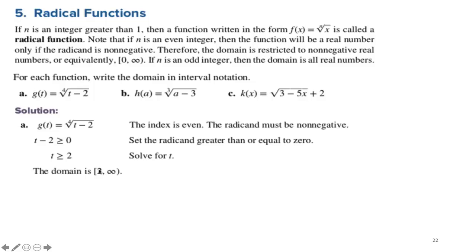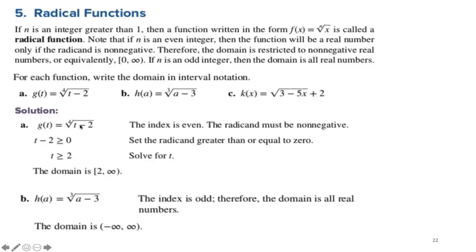So that's how you find the domain of a radical function, is to look at the index. If it's even, we have to make sure that whatever the expression is under the radical, in this case t minus 2, needs to be non-negative. But for an odd radical, like the cube root, there's no restriction. We can have both positive and negative inside the radical. Therefore, the domain is all real numbers.